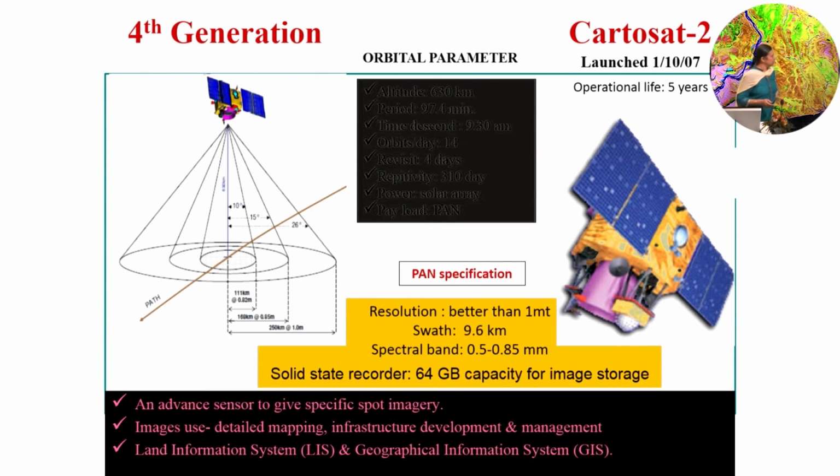Then Cartosat 2, which has a single camera with 80 centimeter spatial resolution. So it has only one wavelength of data. Cartosat 1 and Cartosat 2 are not multispectral, they are single band.